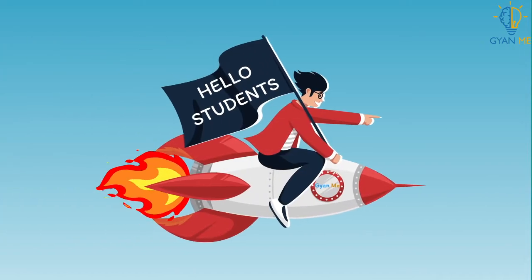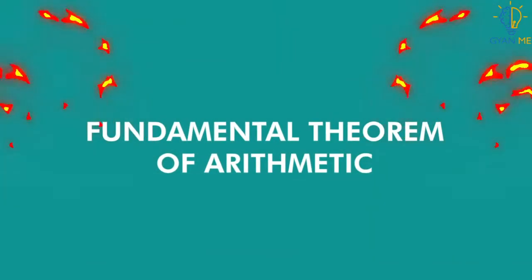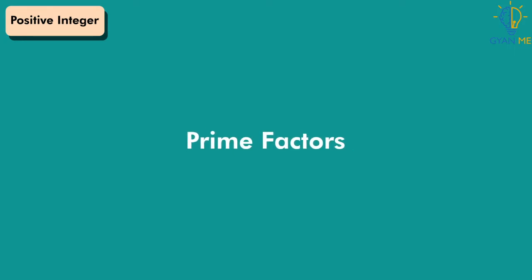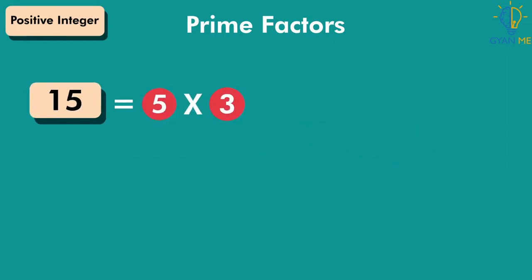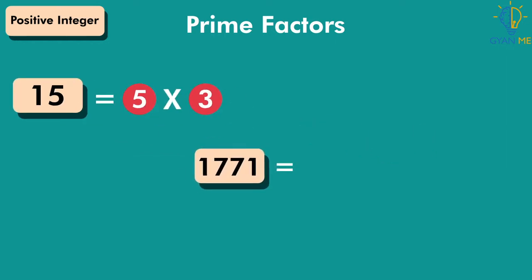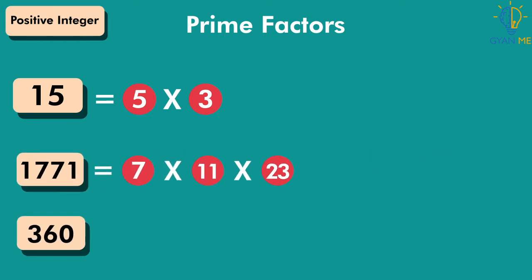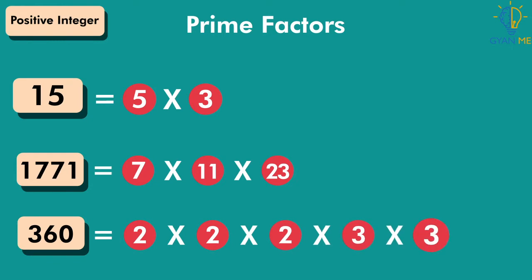Hello students, in this video we will learn fundamental theorem of arithmetic. Students, recall that any positive integer can be represented as a product of its prime factors. For example, 15 can be factorized as 5 into 3, 1771 can be factorized as 7 into 11 into 23, 360 can be factorized as 2 into 2 into 2 into 3 into 3 into 5.